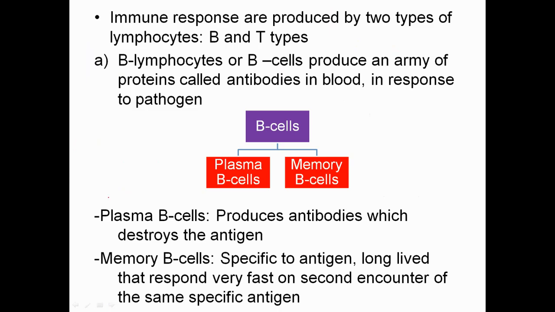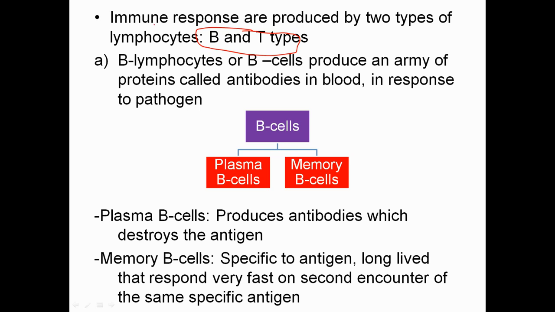Now it's time to learn about the immune response. How is our body going to prepare for or fight the antigens? We have two types of cells in our bloodstream. These are B lymphocytes and T lymphocytes. B lymphocytes and T lymphocytes.